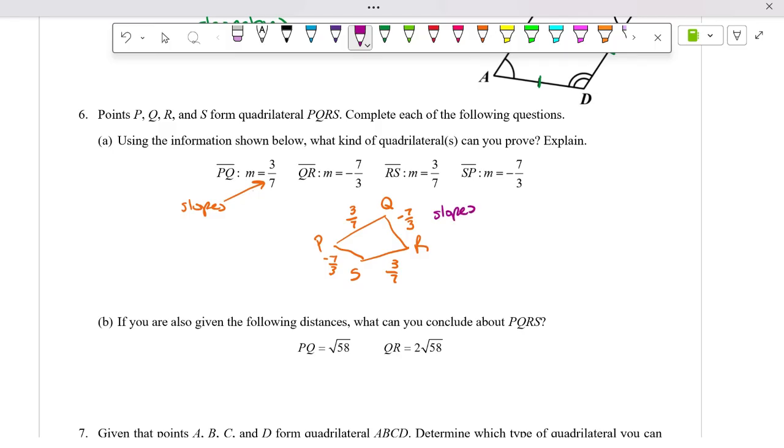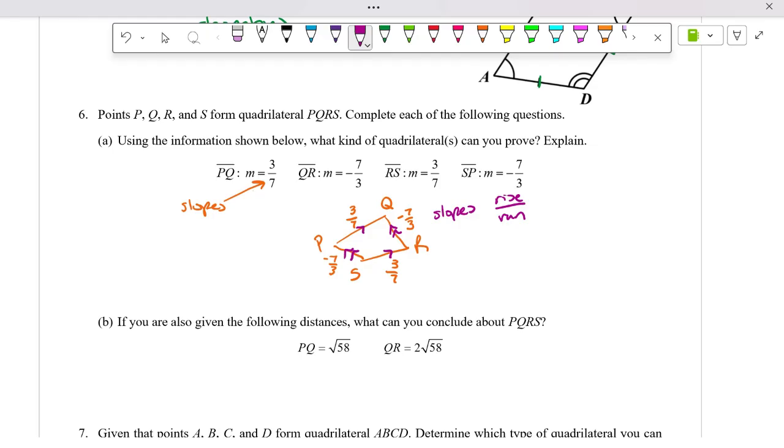Meaning you would go up 3/7 or down 7/3. All right? Rise over run. That's what it's talking about. Now, think back to math 1. If the slopes are the same, that means those lines are what? Parallel. So these two lines are parallel and these two lines are parallel, even though I didn't draw them to look like that. We have enough information to say they are.